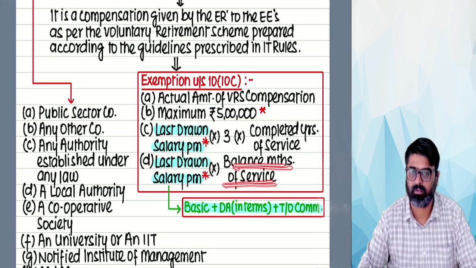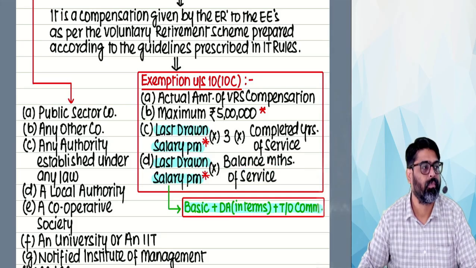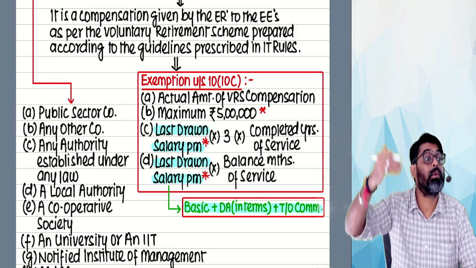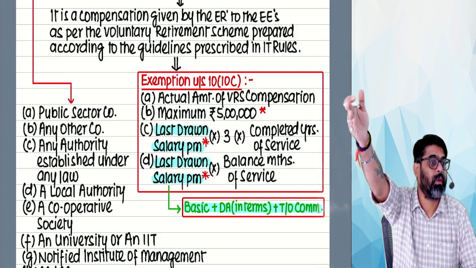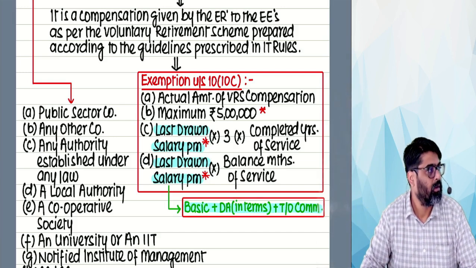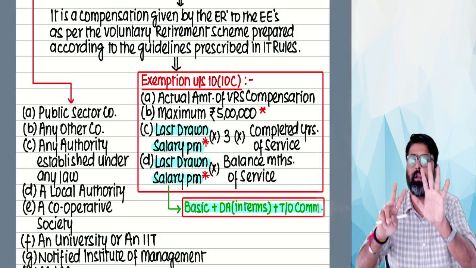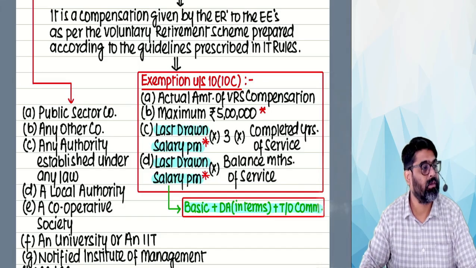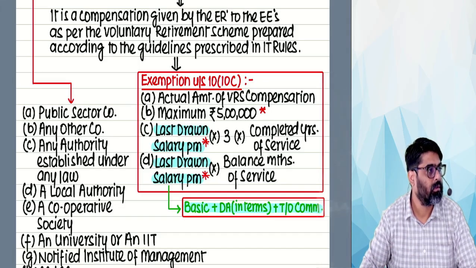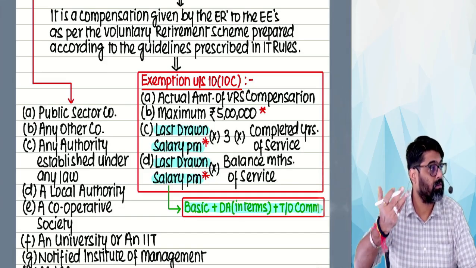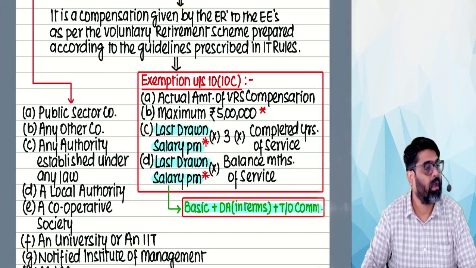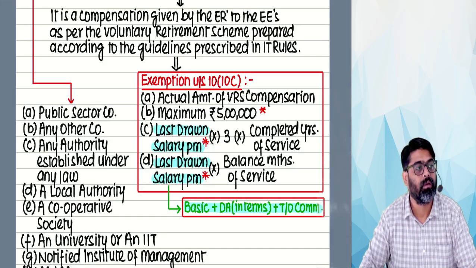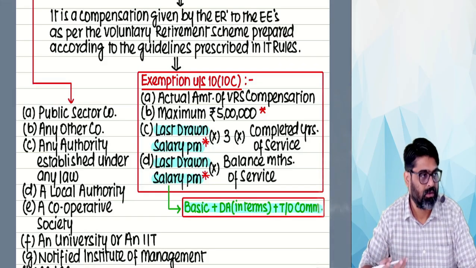And again take that last drawn salary, multiply by balance months of service. Balance months of service means how many months of service are remaining till the actual age of retirement. If you are taking voluntary retirement right now, and 7 years of service is still pending, then 12 sevens are 84. So 84 months of service is still remaining. If 3 years of service remaining, then balance months of service is 36 months.